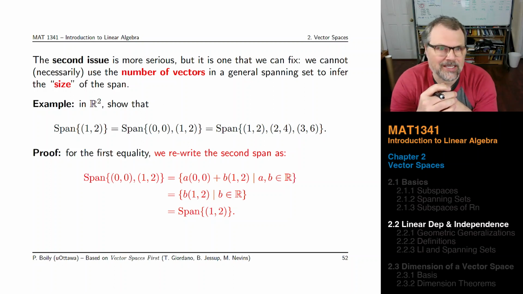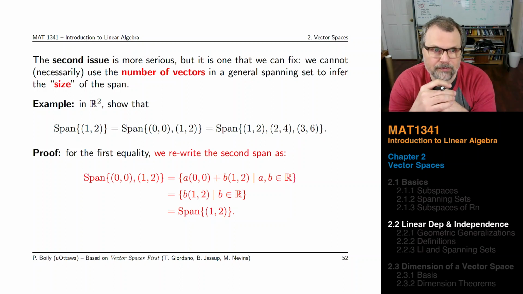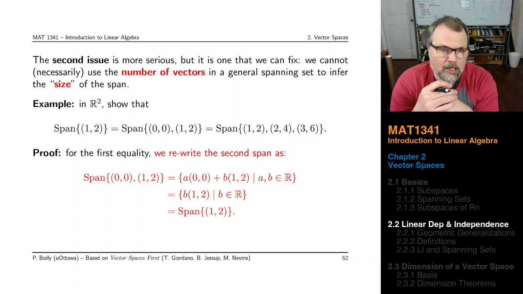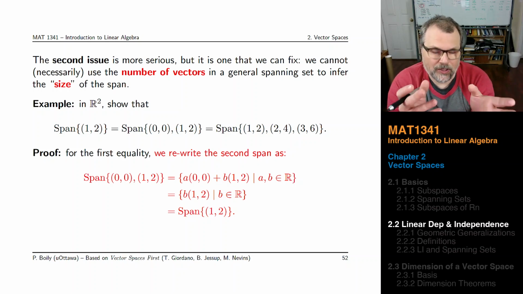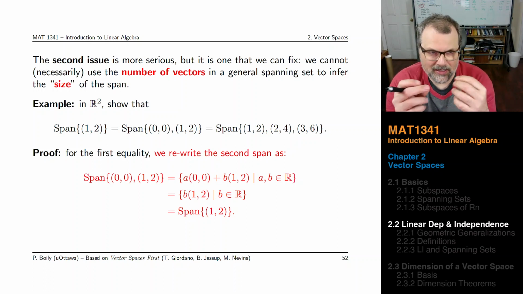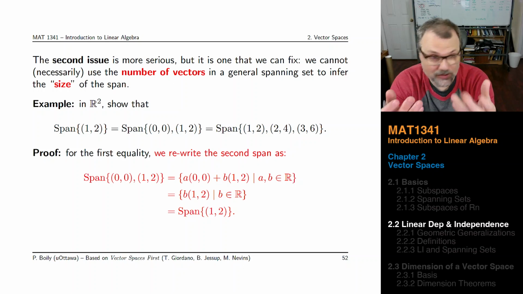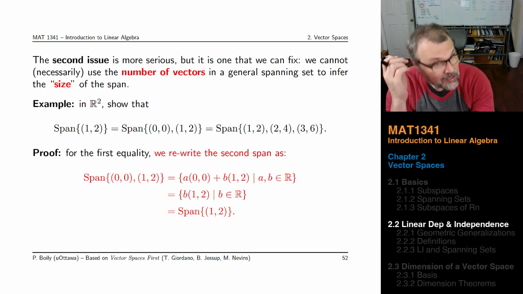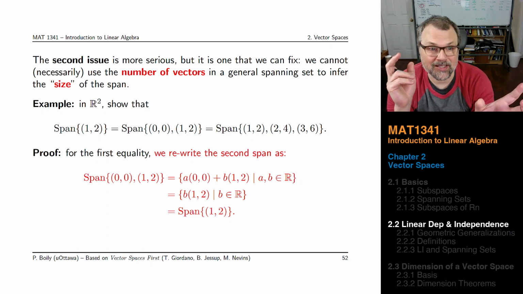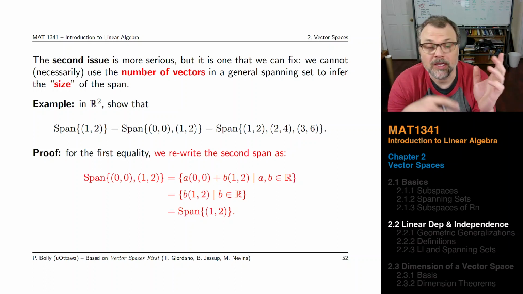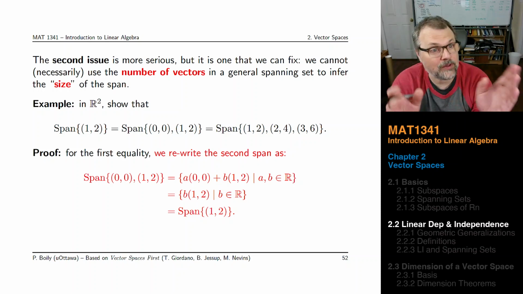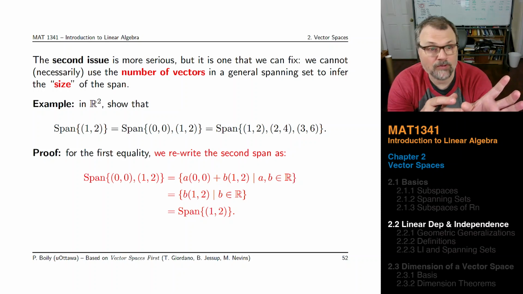There's a second issue which is a little bit more serious, but this one is one that we can fix. If you look at the number of vectors in a spanning set, it doesn't really tell you anything about the size of the span, the size of the space of linear combinations from these vectors. For instance, the span of (1,2) is exactly the same thing as the span of (0,0) and (1,2), and the span of (1,2), (2,4), and (3,6). Even though the first spanning set is one vector, the second one is two vectors, the third one is three vectors, they all end up spanning the same subspace.